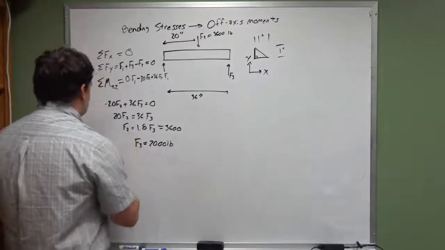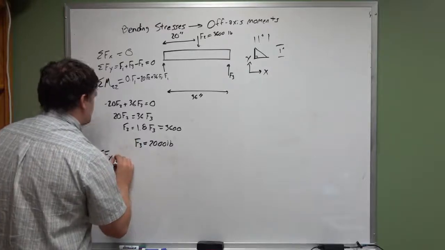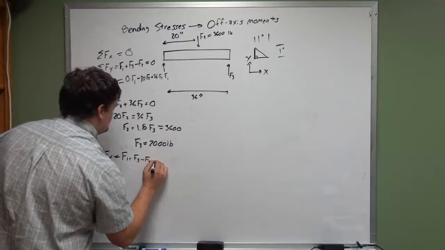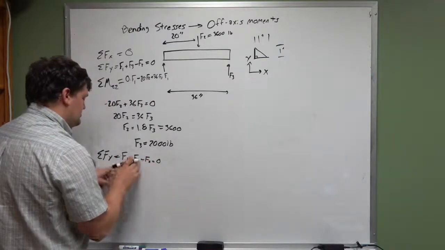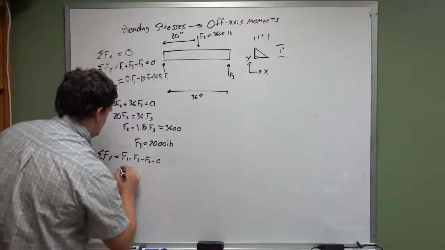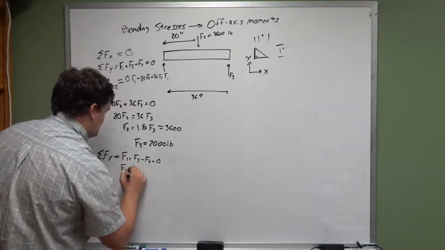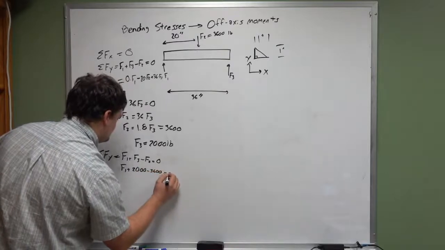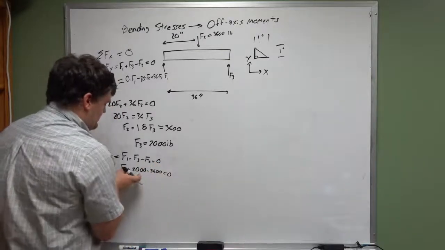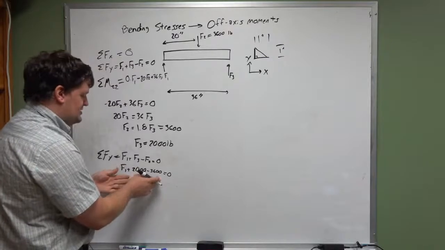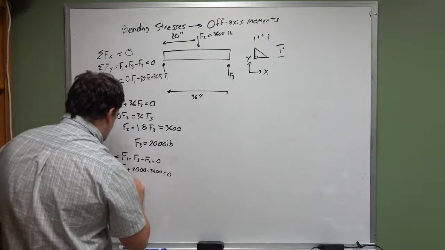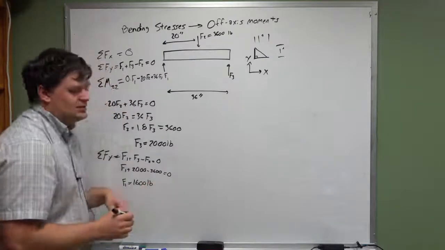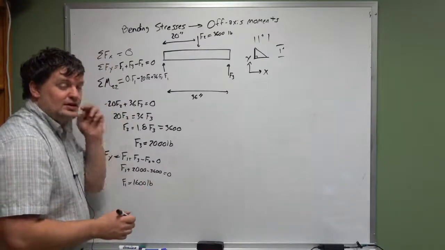Now we can plug that into this equation. Sum of the forces in the y direction equals F1 plus F3 minus F2 equals 0. We do not know this one, we do know this one, we do know this one. So F1 plus 2,000 minus 3,600 equals 0. This becomes negative 1,600. We carry that over to the other side, and F1 equals 1,600 pounds. Okay, so great. Now we know this.